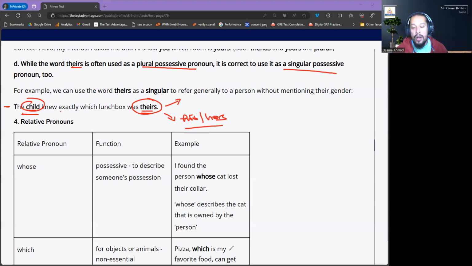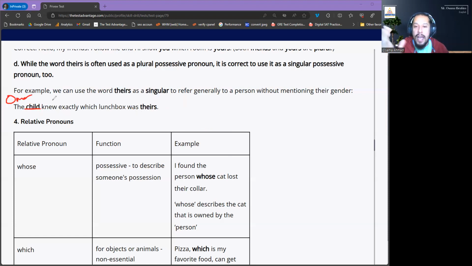So لو بقرا paragraph وparagraph بيكلمني عن عمر. And then في جملة the child knew exactly كذا كذا. So here I know child is male. So ياخد he. صح? So make sure برضو نربطها بالcontext of the paragraph.